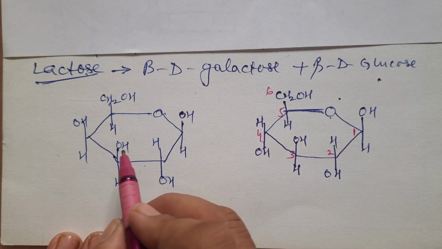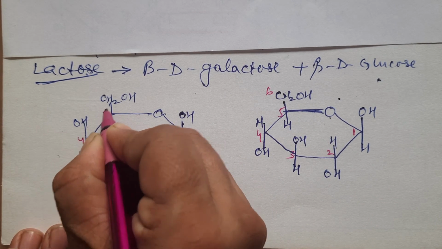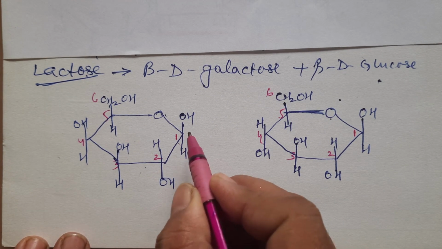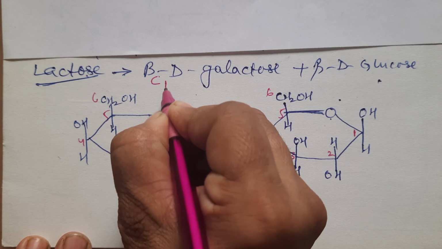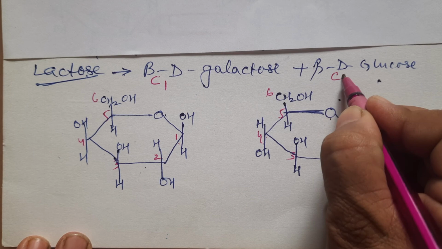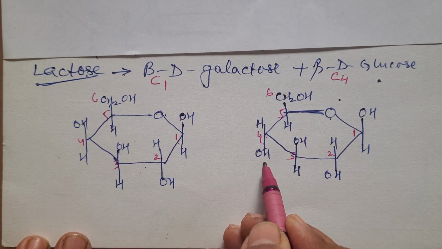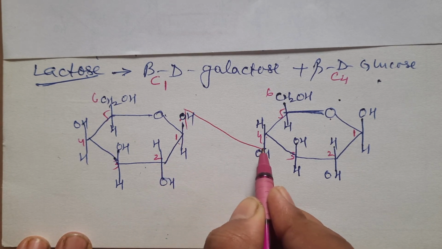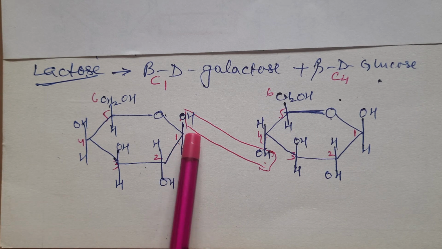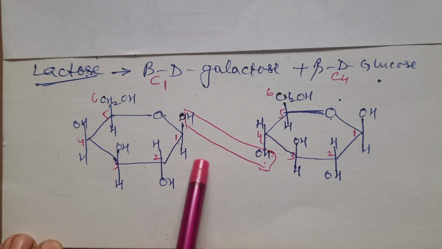So for the linkage, we'll number this also. 1, 2, 3, 4, 5, 6. We always number clockwise, right? So C1 of beta D galactose links with C4 of beta D glucose. That's it. Now this OH and this H will be lost as a water molecule. This will come out as water. When this comes out as water, what will be left in between them? Only O. That will be the glycosidic linkage.